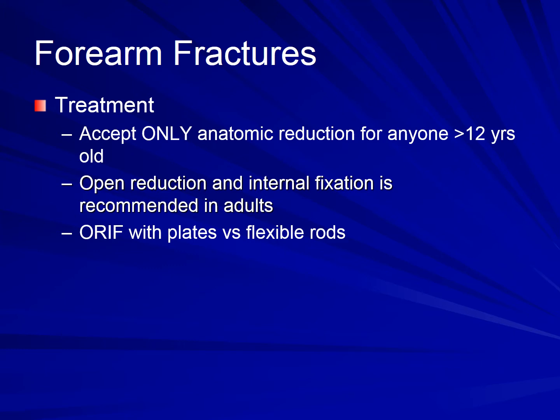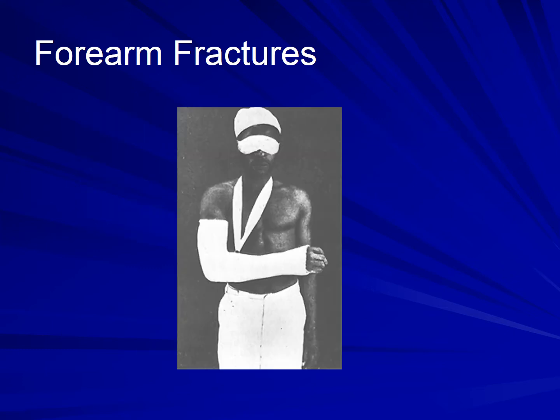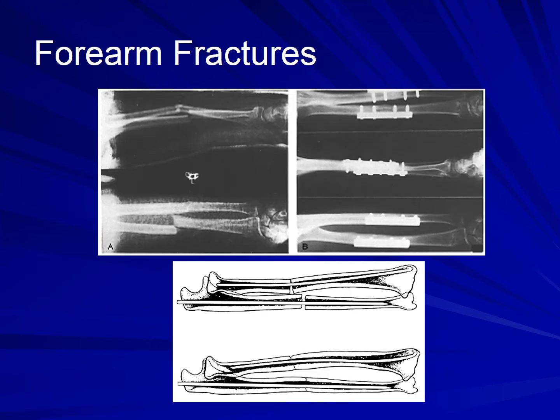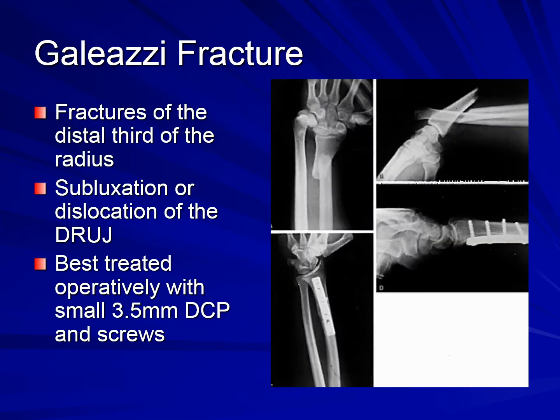As regards the treatment of the forearm fractures, we accept only anatomical reduction for any patient more than 12 years old. Open reduction and internal fixation is recommended in adults, and open reduction and internal fixation with plate versus flexible rod in children. As regards the Galeazzi fracture, this is a fracture of the distal third of the radius with subluxation or dislocation of the distal radial ulnar joint, and it is best treated operatively with open reduction and internal fixation with a small dynamic compression plate.